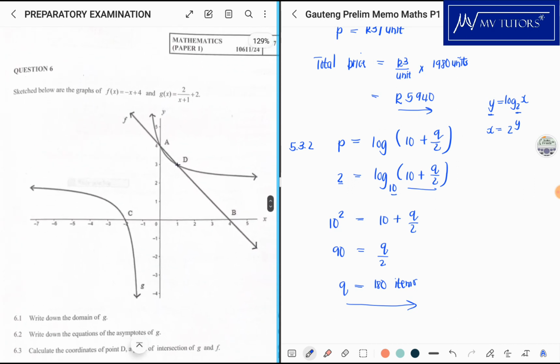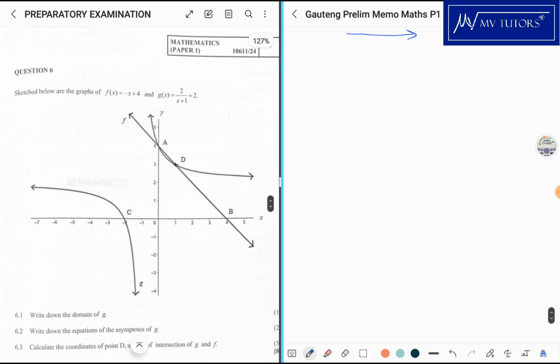Now let's get to question 6. We're moving along quite nicely. With question 6, we have a straight line graph, f of x, which is minus x plus 4, and then we have a hyperbola, however you pronounce it. So let's go to 6.1. It says, write down the domain of g.